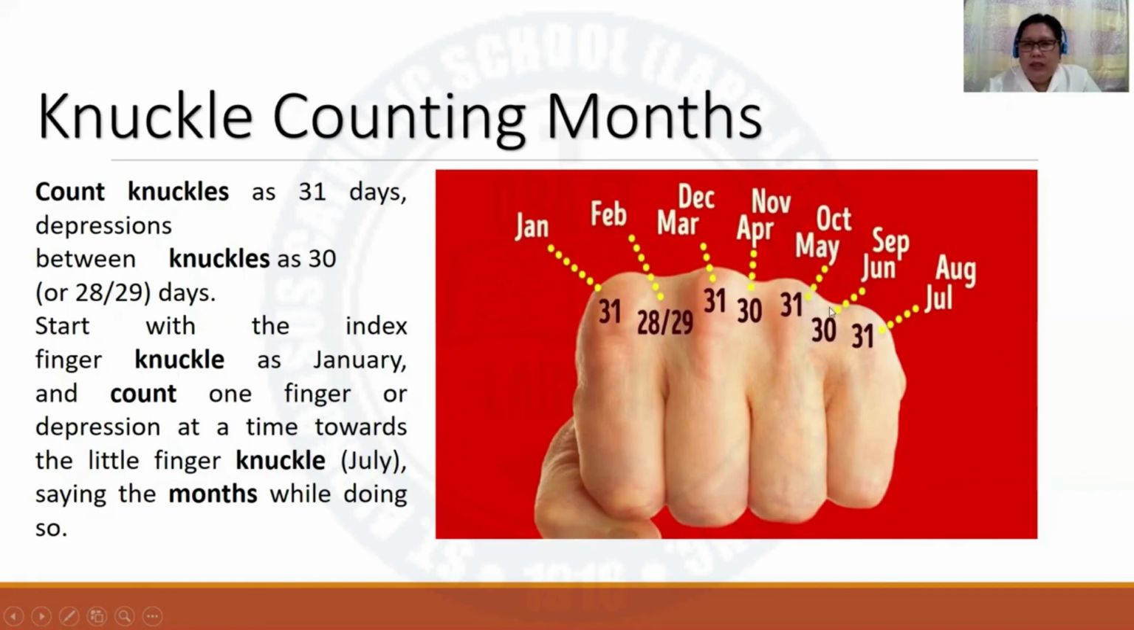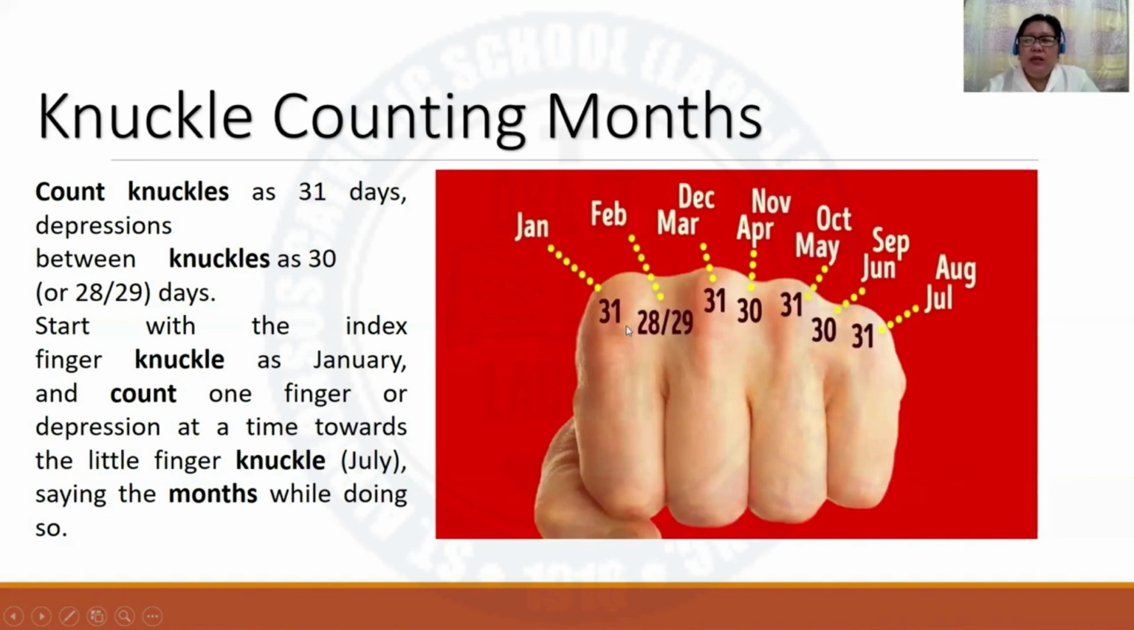This one is 30 days for June and 31 days for July. Then going back, August is also 31. So you count this as August, which is 31. Then the depression now, September. So September is good for 30 days only. Then October is good for 31 days. Then November, 30 days only. December contains 31 days.